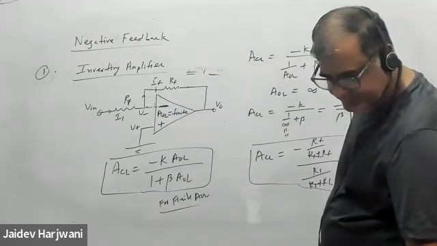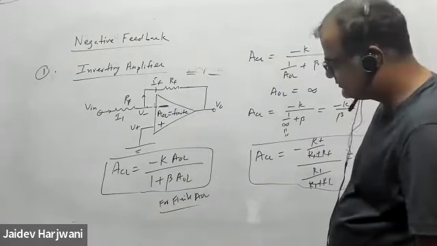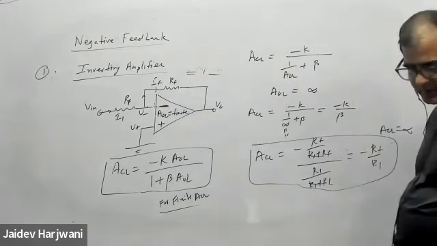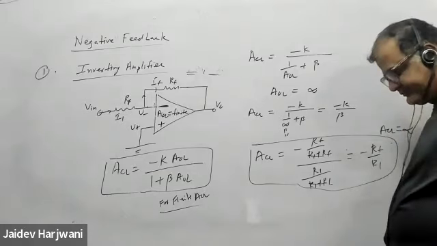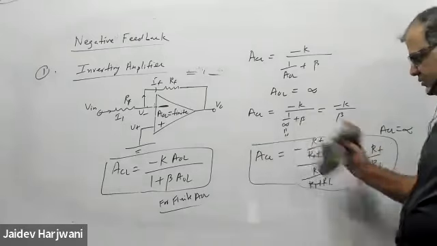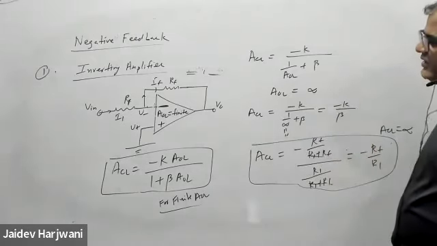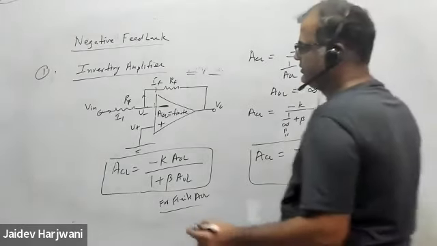Shekhar, is that clear? Clear? Saravanti, is there any question? So we found a closed loop gain formula for inverting amplifier.